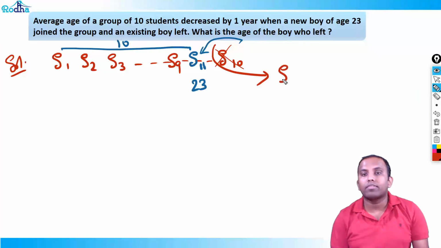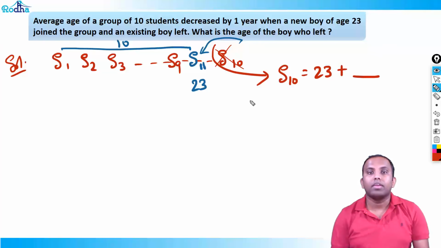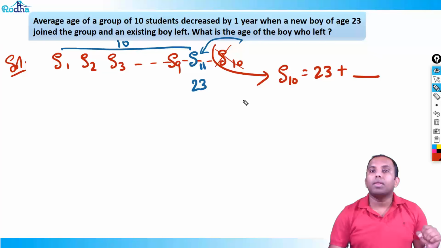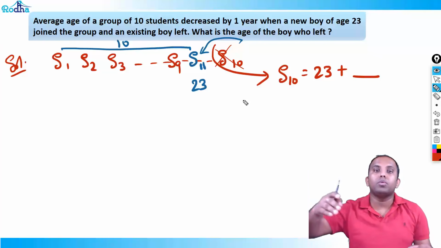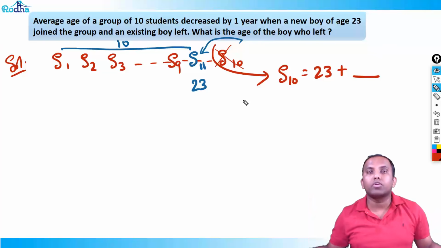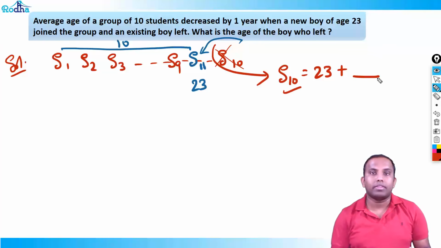S10 is obviously more than 23. Because when S10 left and a person of age 23 joined the group, still the whole average of the group decreases by 1 year. So that means this person was more than 23 years, and how much extra? By how much more than 23 years?